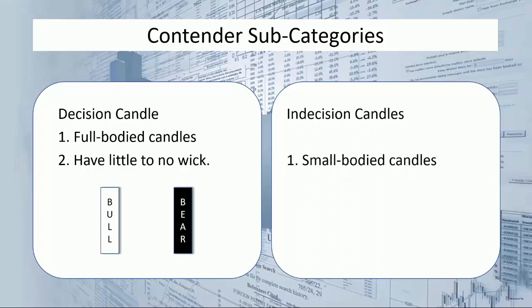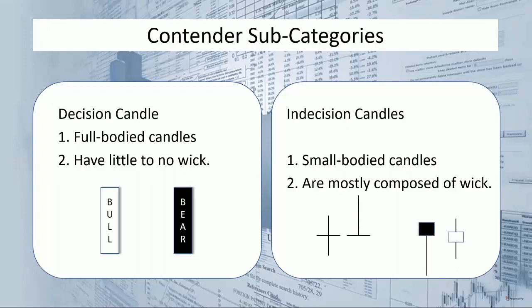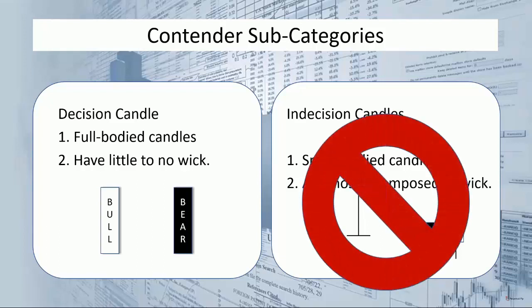Indecision candles are typically very small-bodied candles, and they are almost entirely composed of wick. These candles are going to come in a variety of different shapes and sizes. I'll tell you right here and right now, the fact of the matter is that indecision candles are not what we're going to worry about. The reason for that is because, as the name implies, they are indecision candles. And since they are indecisive, that's literally the market telling you it doesn't know what it wants to do. So if that's the case, we're not really going to be using these to make trading decisions. Make sense?